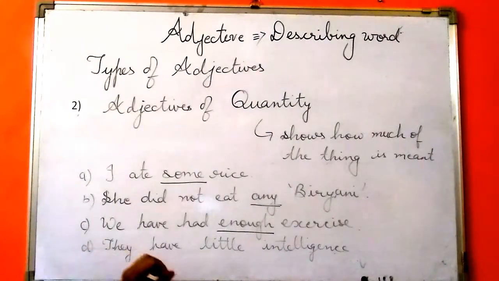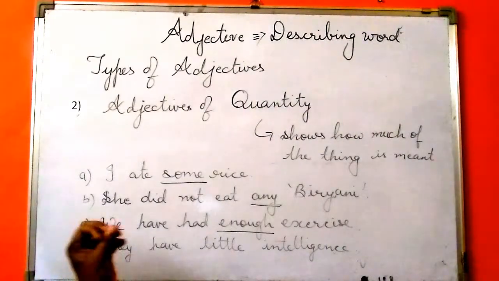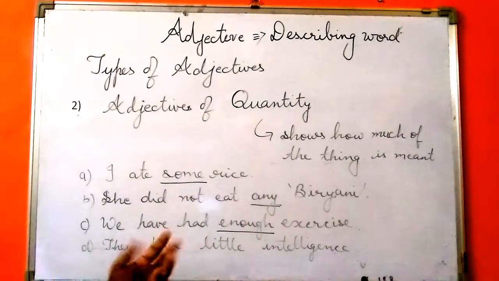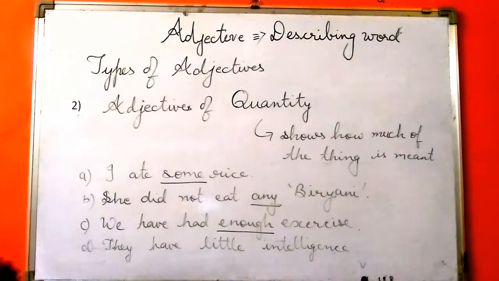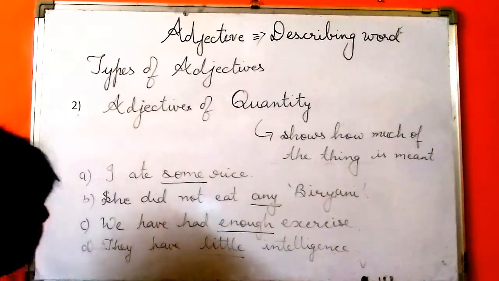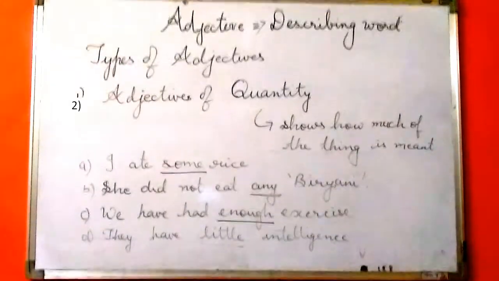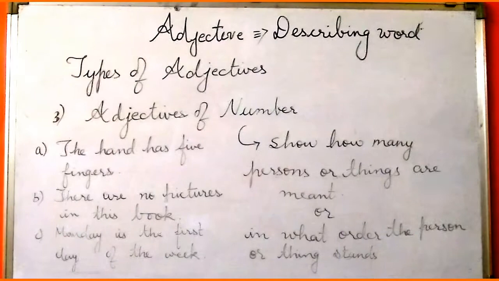They have little intelligence. So here you're talking about the intelligence of a human being, it can also be animals, it could be anyone you're talking about, and you're asking how much intelligence they have. Your answer is little. So little becomes your adjective of quantity, and we are going to underline this. I hope now it is very clear what are the adjectives of quality and what are the adjectives of quantity. The last one, adjectives of number.